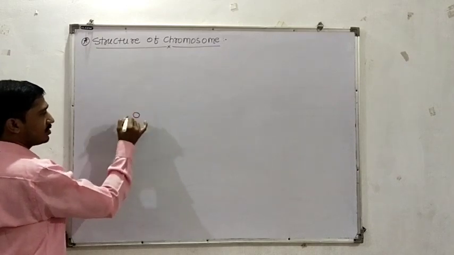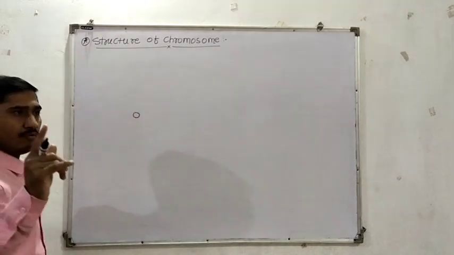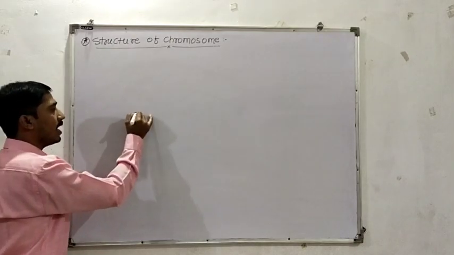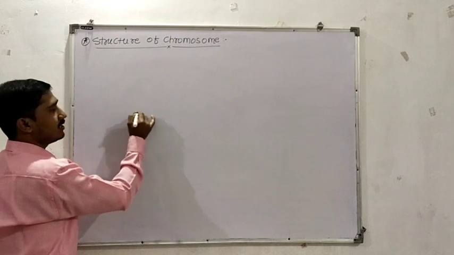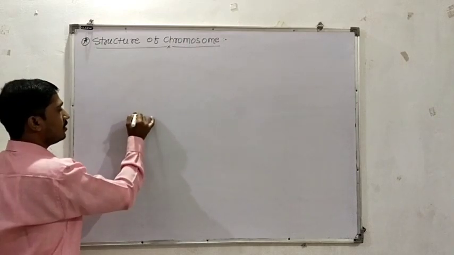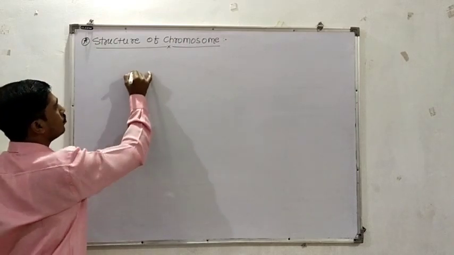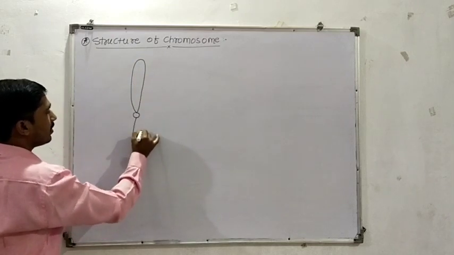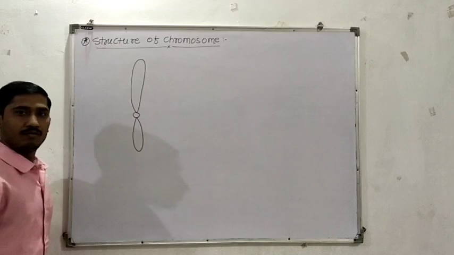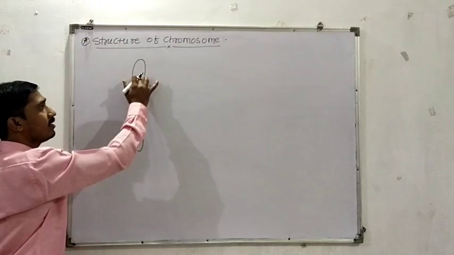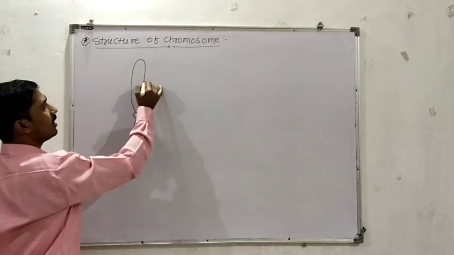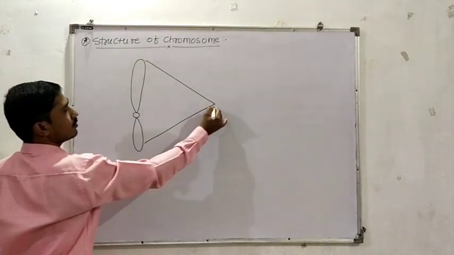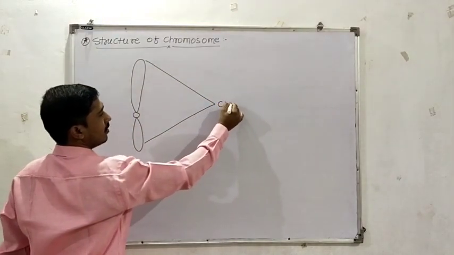In case of structure, we see a primary constriction. That primary constriction is called the centromere. On this centromere, two chromatids are attached. What word am I using? Chromatids. These are the two chromatids. In another language, these chromatids are also called arms.